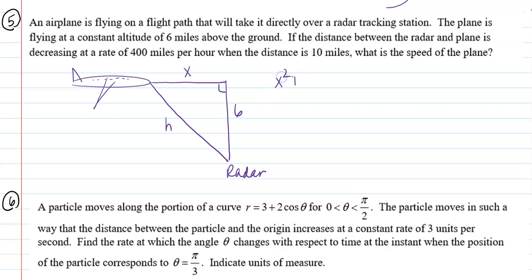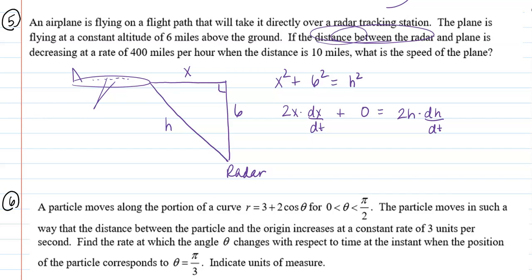So we have x squared plus 6 squared equals h squared. Take derivatives. And then we can plug in what we know. So if we know that the plane is decreasing at a rate of 400, the distance between the radar and the plane is decreasing, that represents dh/dt. So that should really be a negative 400 because it's decreasing.